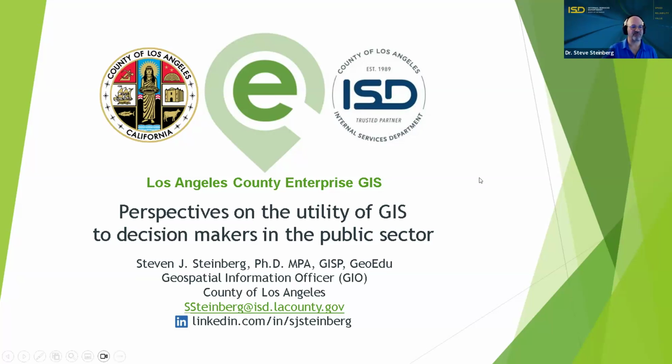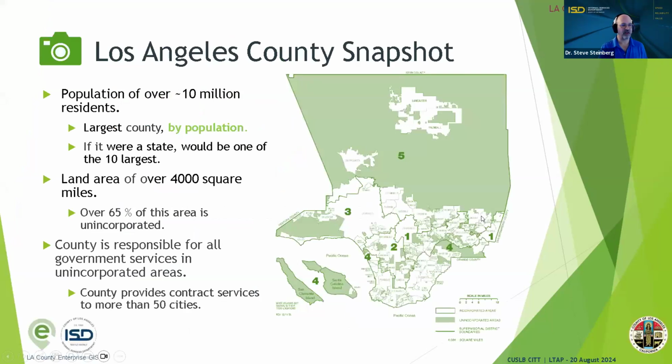Okay, so just a little bit of perspective on LA County to set the stage on how we use GIS for those who aren't as familiar. We're big population-wise. We're the largest county in the country. And if we were a state on our own, LA County would be one of the top 10 largest population states in the US. About 4,000 square miles of land area, and about 65% of that is unincorporated.